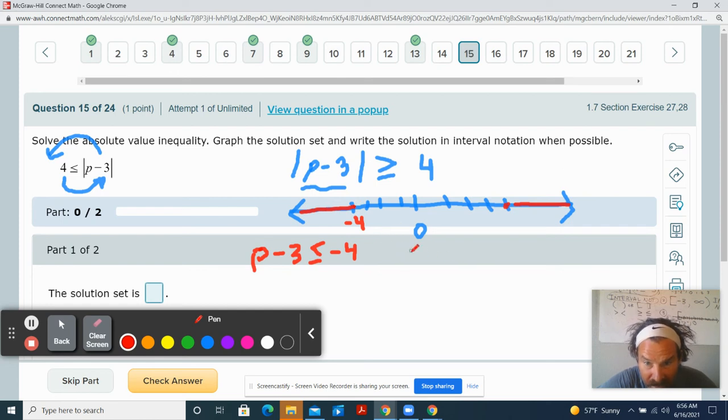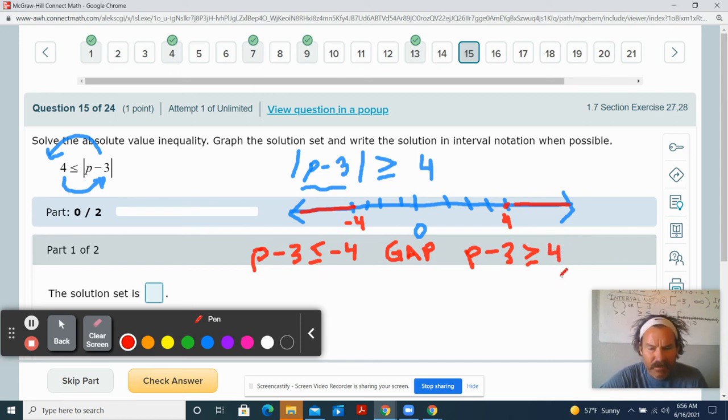Then we have a gap. The gap is between here and here. This is also 4. And now I'm going to write down the inequality sign for this part, P minus 3, and all these values here in red are greater than or equal to 4.